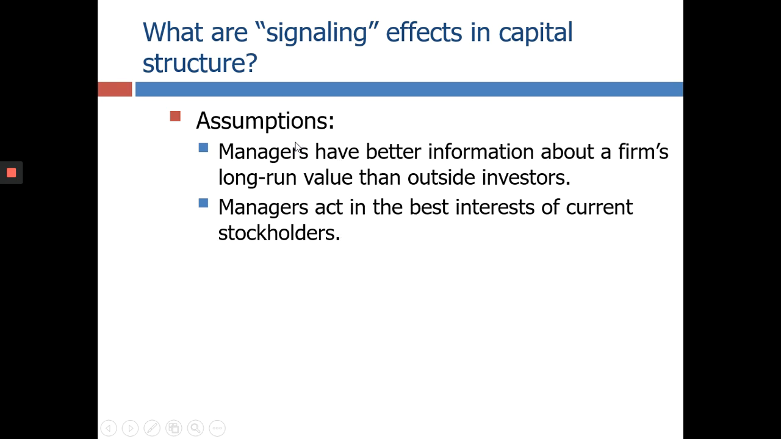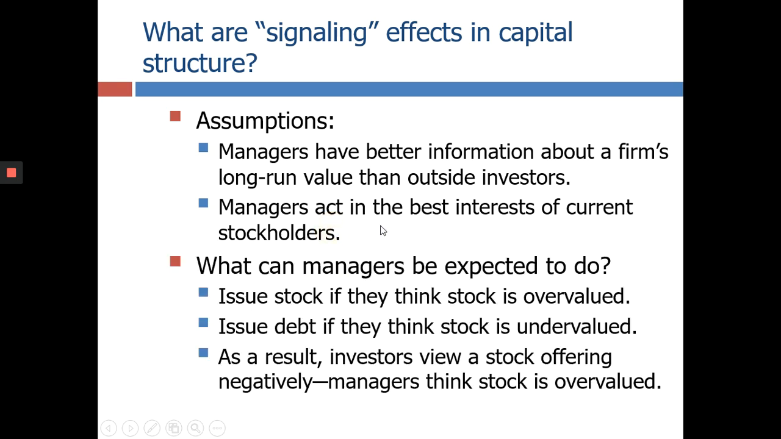So before going into the effects, the impact, we look at the assumptions. Managers have better information about the firm's long-run value than outside investors. So we always assume the internal people, the managers, will have better information about the company compared to the investors, right? Managers act in the best interest of the current shareholders. So we always assume the managers act in the best interest of the shareholders. So what can managers be expected to do?